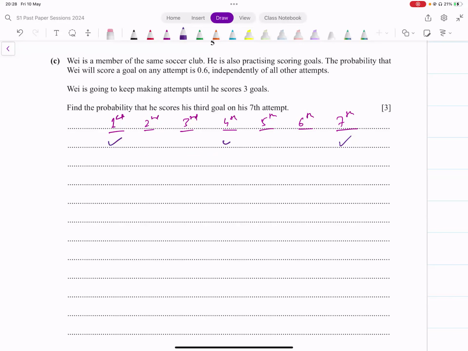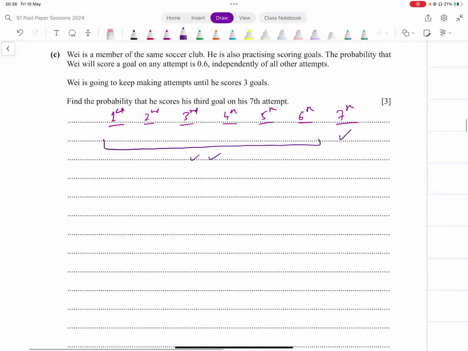You could have this and this. You could have this and this. You could have maybe this and this. There are many different possibilities. Okay? But this has to be the 3rd goal. In these first 6 attempts, you need 2 goals. So what we can do is find the probability of scoring 2 goals in the first 6 attempts.